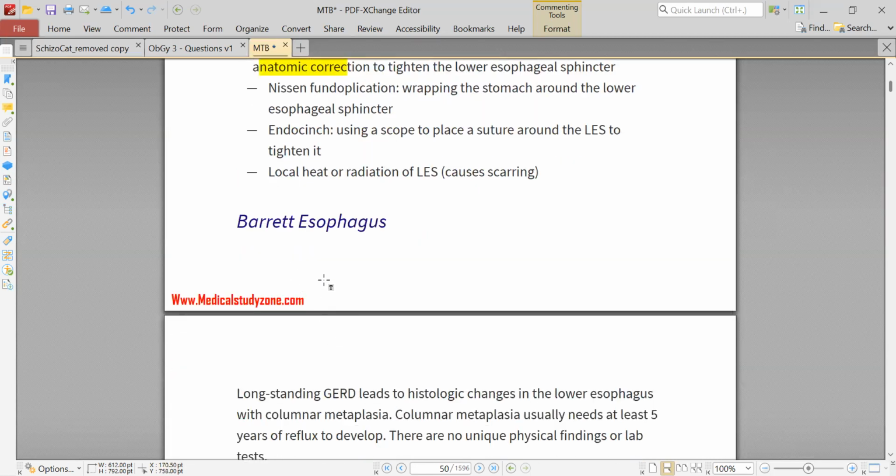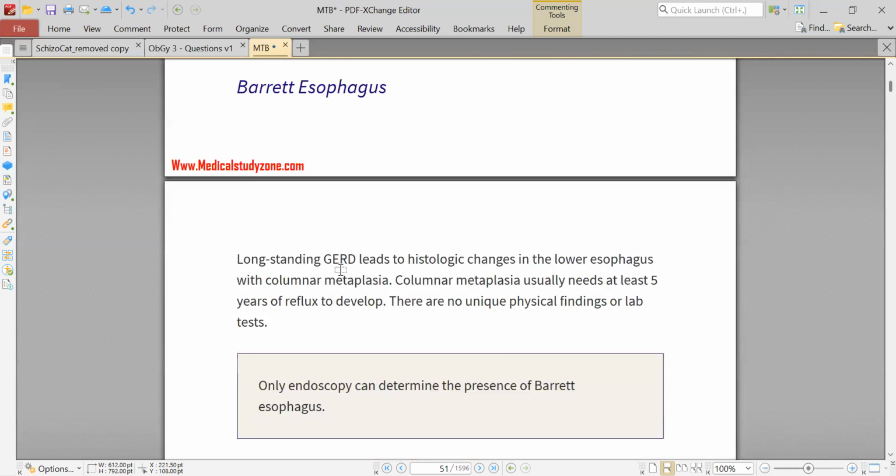Barrett's esophagus. What is Barrett's esophagus? As I told you, it's from long-standing GERD. A very long-standing GERD will undergo metaplasia, columnar metaplasia.